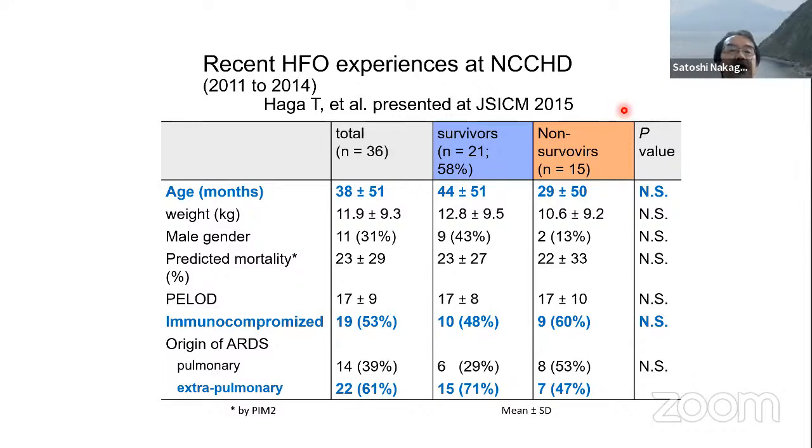We have 1/3 pulmonary ARDS and 2/3 extrapulmonary ARDS, including sepsis and liver failure. Our center deals with liver transplant, so we have many acute liver failure patients, and some of them were associated with very severe ARDS and required high-frequency oscillation.